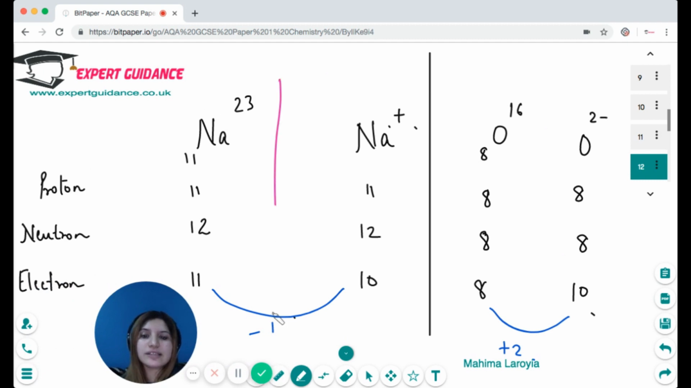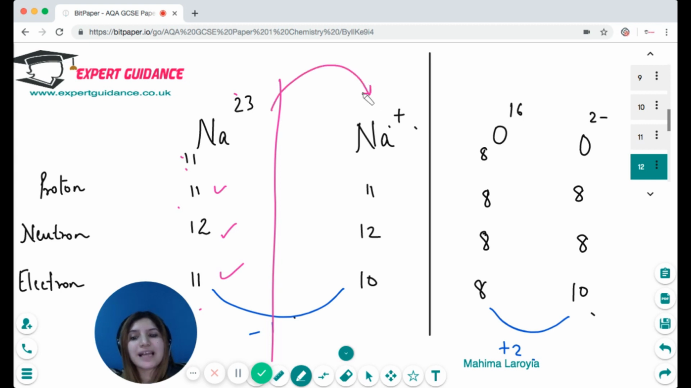Now this is sodium. You know the bottom number is the electron number. The top number, take away the bottom number, that is 12, will be the neutron number. Now sodium becomes sodium plus, which means it has lost 1 electron. Since it has lost 1 electron, the electron number will be 10, but the proton number and neutron number remain the same. Okay, so there is always a change in the electron number whenever an ion is formed.